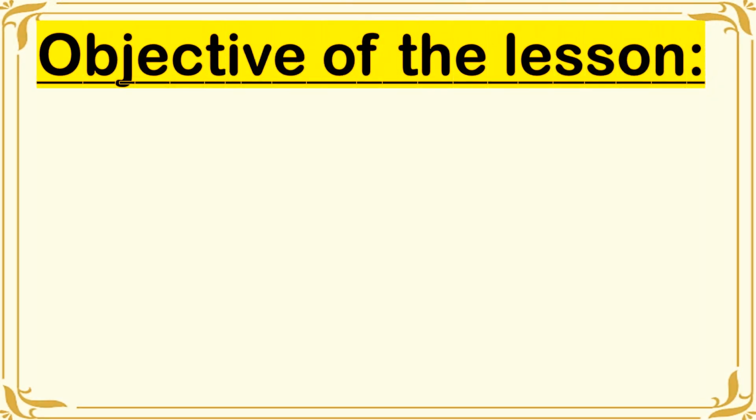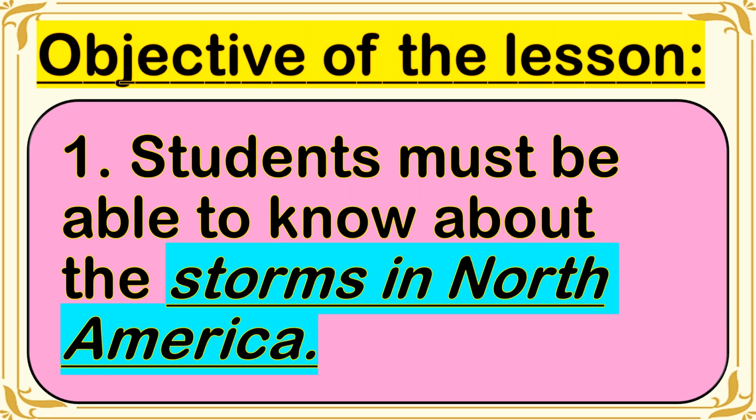Now class, our objective of the lesson for today, students must be able to know about the storms in North America. So today class, we are going to study about the storms in North America. So I expect that at the end of this online learning discussion, you will be able to identify the different storms that occur in North America.